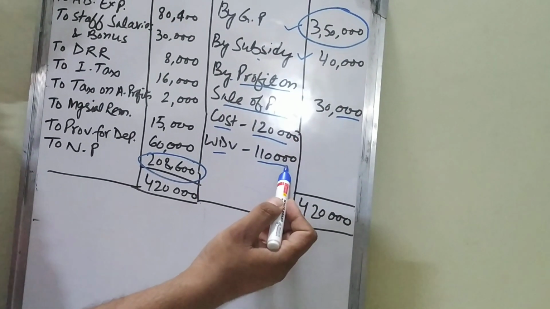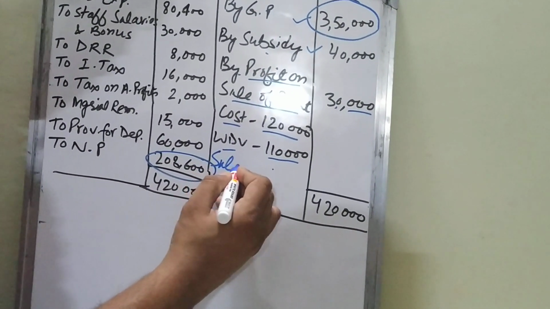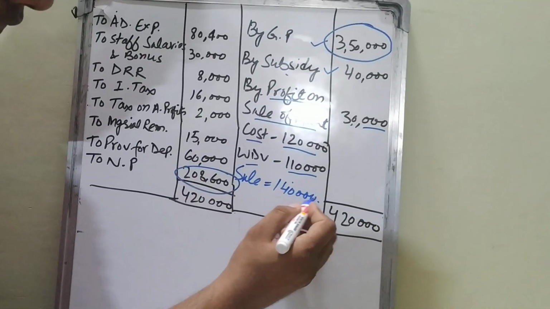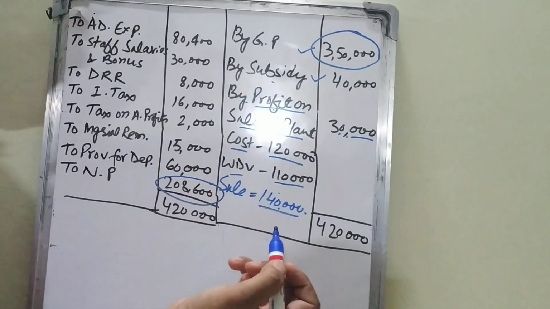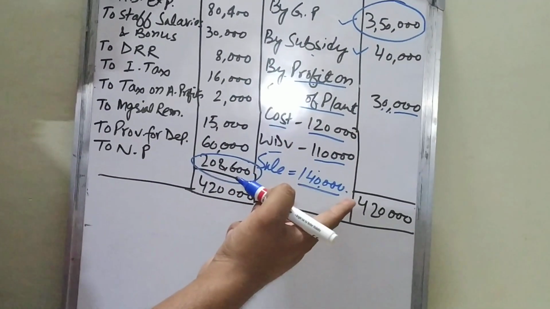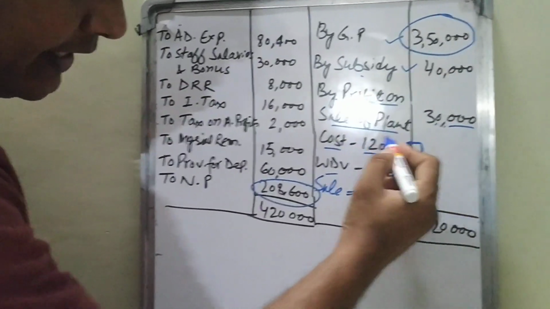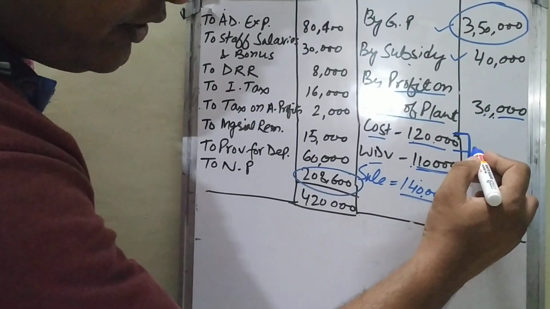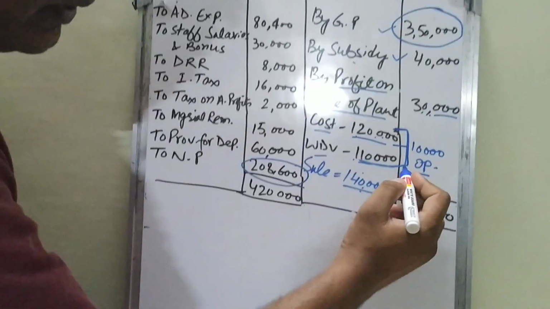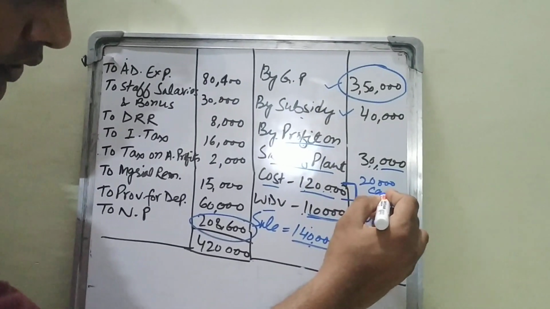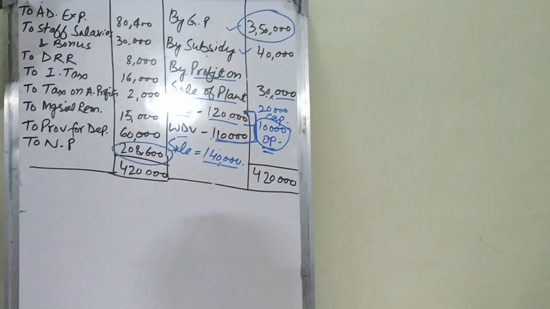WDV of the plant is 1,10,000. It means the profit is 30, WDV is 110. It means the sale made was 1,40,000. 110 plus 30,000, the total amount is 140. How much will be capital profit and how much will be revenue profit or operating profit? Any profit till the cost of the plant. Like WDV is 110, cost is 120, so 10,000 will be operating and 140 minus 120, 20,000 will be capital profit. So when we will be calculating profit, we will be counting this 10,000 as an operating profit.